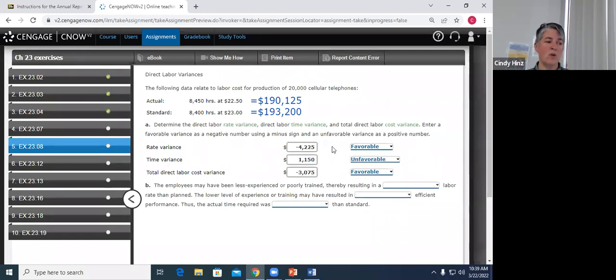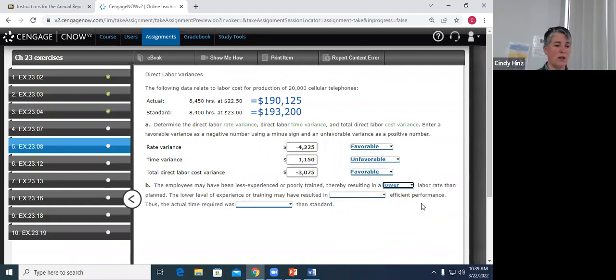Again, if you look at the totals, the rate variance and the time variance, when we net them together, gives us a total direct labor cost variance of $3,075. Let's answer these questions as we're getting close on time here. The employees may have been less experienced or poorly trained, thereby resulting in a lower labor rate. The lower level of experience or training may have resulted in a less efficient performance. Thus, the actual time required was more than standard.